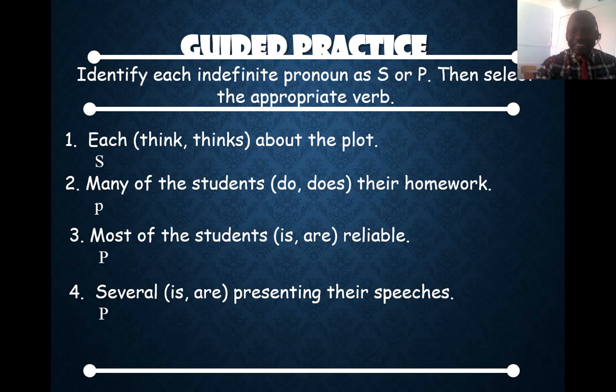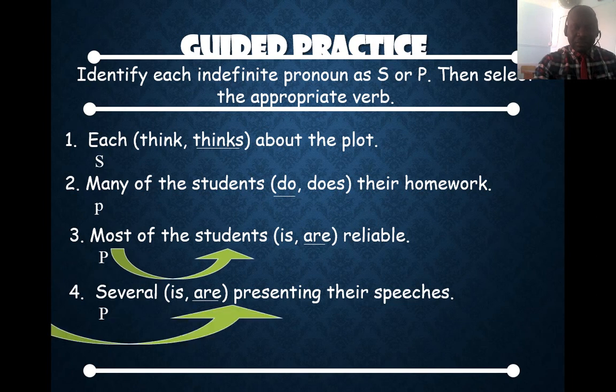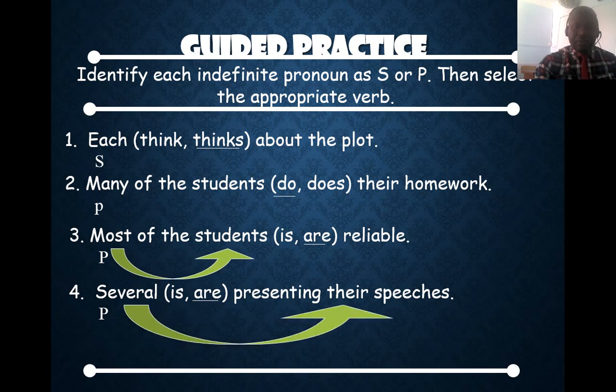Okay, if you didn't get 4 out of 4, let's say you got 3, that's not bad. But if your score is 1, then that means you probably need to rewatch the video or get in contact with me or any other English teacher at the center and ask more questions. Things, do, are, and are. Those are your answers. Most students, several there, like the explanation I gave the other time.